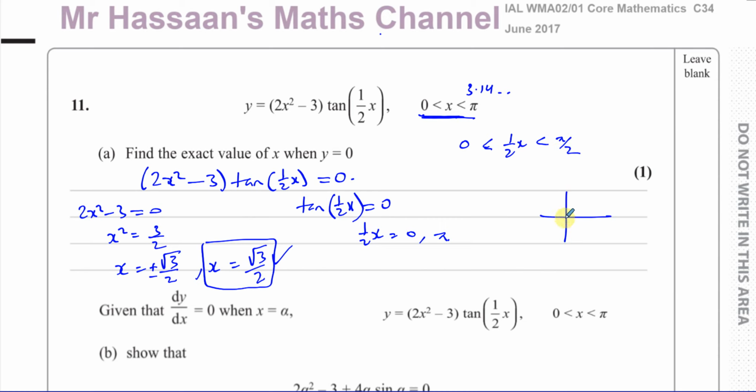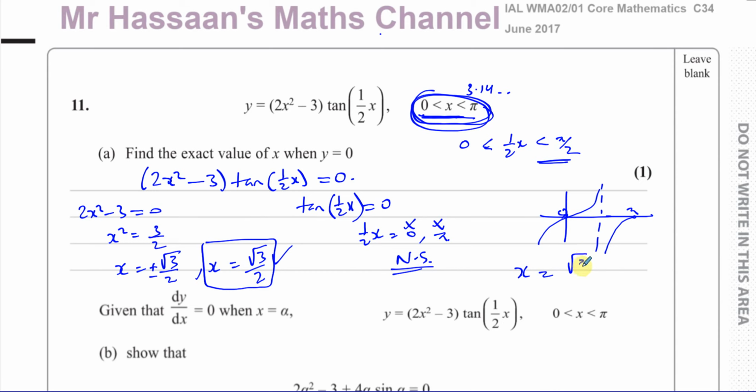The tan curve looks something like this. That's 90 degrees, and the next time it hits 0 is at 0 and at pi. I can't include 0 because it's not in the range, since x is greater than 0, and I can't include pi because it's outside of my range. So there's no solution from this factor, and this is the only solution. So x equals root 3 over 2. That's our only solution, which is why it says exact value of x.